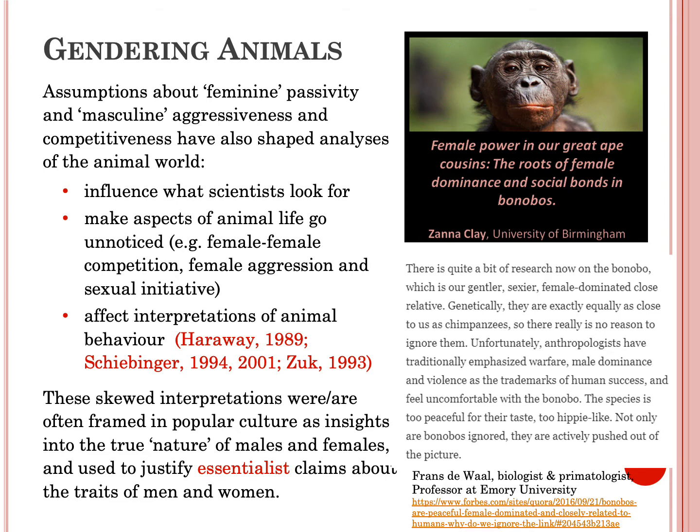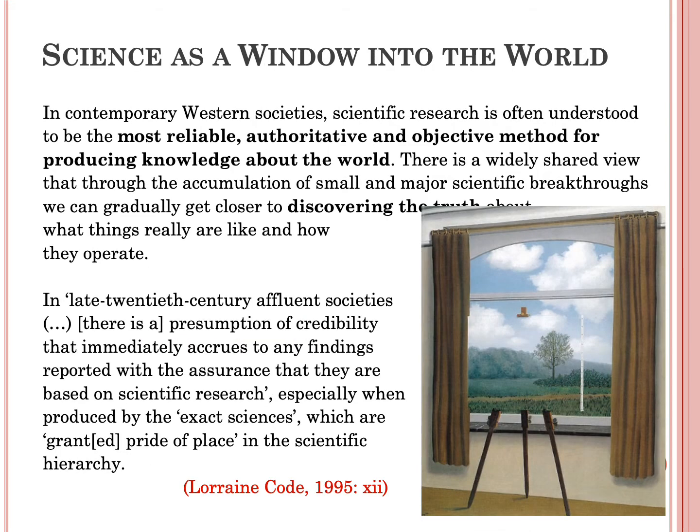These examples illustrate the kind of cultural power that science has in our societies. It is often understood as the most reliable, authoritative, and most objective method for producing knowledge about the world. It is this perceived ability to access truth about the world and its apparent neutrality that makes science understandably much more believable than, say, a set of discourses which have a fundamentally commercial aim, things like marketing, for example.